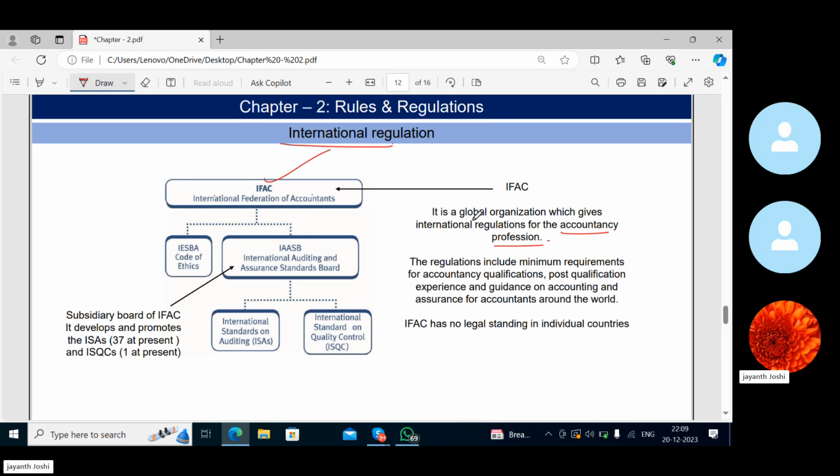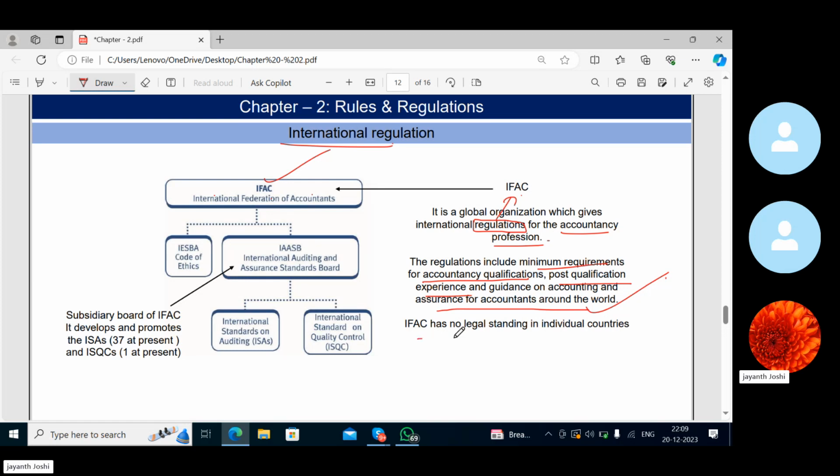That means they make rules and regulations which accountants around the world have to follow. They are responsible for making international regulations. The regulations include minimum requirements for accountancy qualifications, that means what minimum requirements a person should have to become a qualified accountant. Post-qualification experience, that means after becoming qualified, how much experience they should have, and guidance on accounting and assurance for accountants around the world. That means all the guidance related to audit and assurance activities.